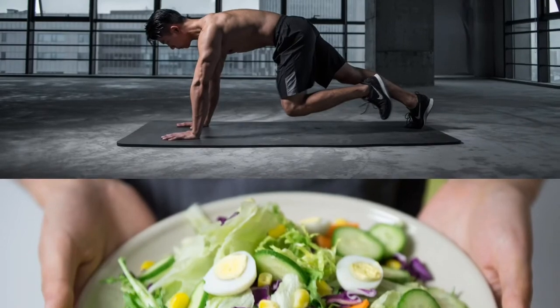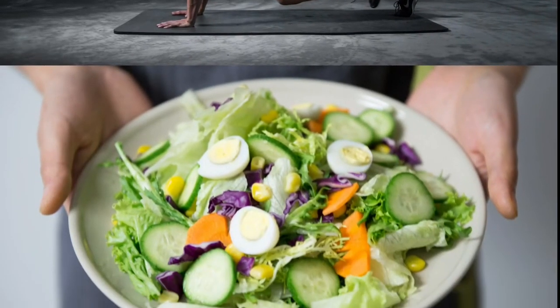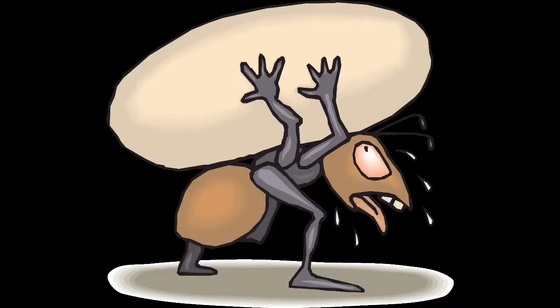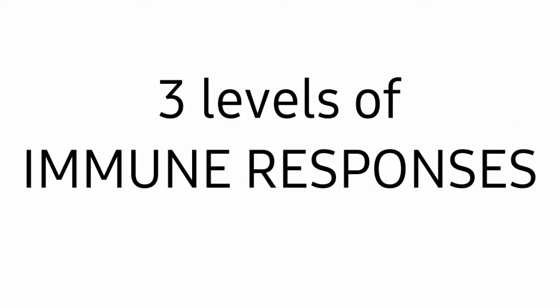Now, we all know that it takes a lot of effort to stay healthy, but what we don't know is that even ruining our health takes a lot of effort. Because our body's immune system has not one or two, but 3 levels of immune responses. They are very accurate and well designed.